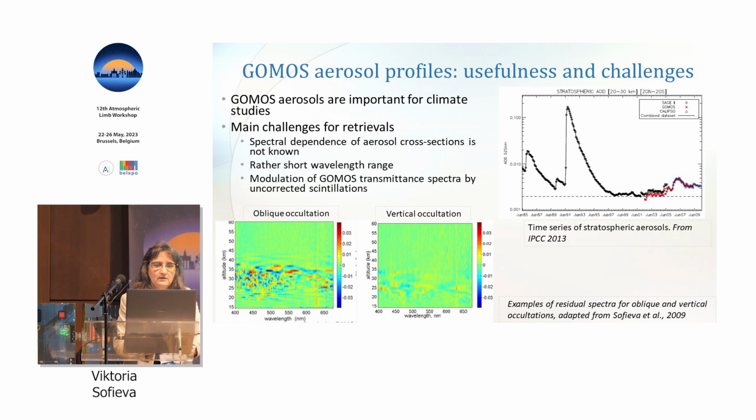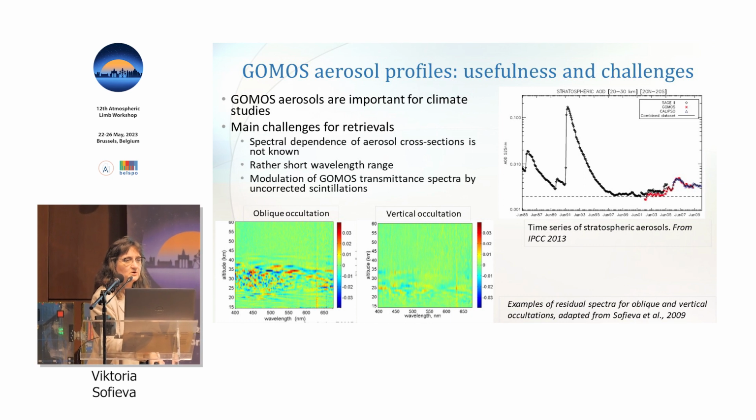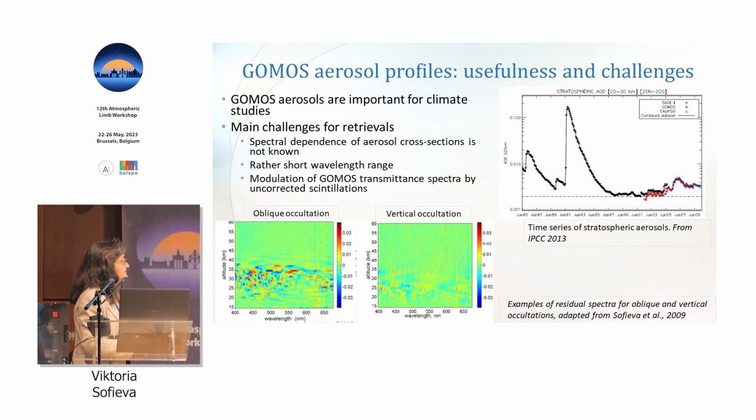The main challenges for GOMOS aerosol retrievals: first, the spectral dependence of aerosol cross-section is not known. It depends on the particle size distribution in the atmosphere. Second, for GOMOS we have a rather short wavelength range, and no measurements close to 1 micron. Third, there is modulation of GOMOS transmittance spectra by not fully corrected scintillations, which are seen in the case of oblique occultations. This also influences retrievals and makes retrievals of aerosols challenging.